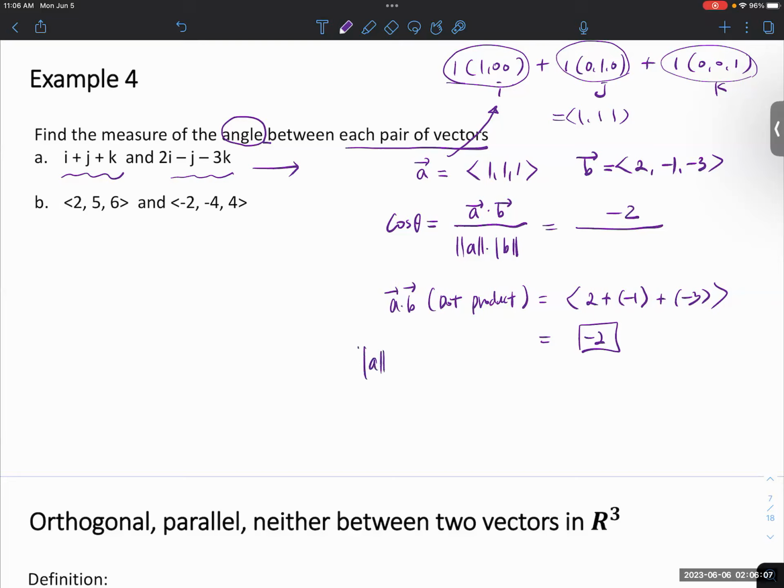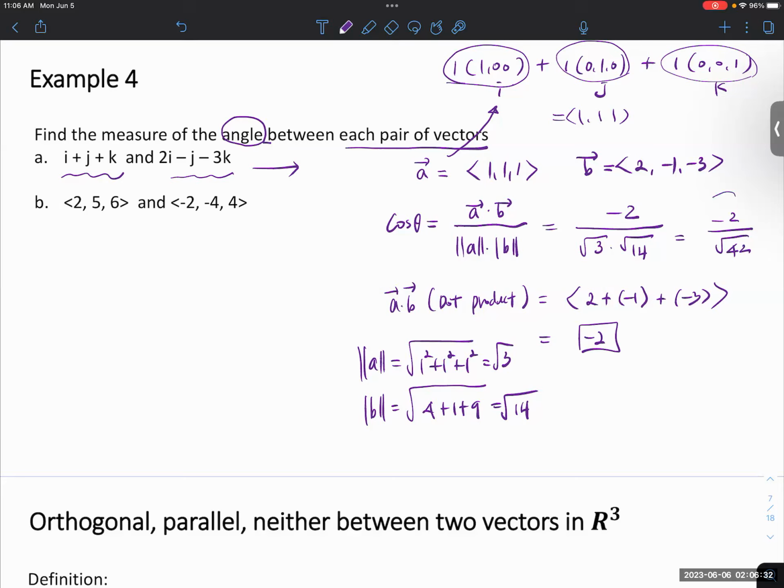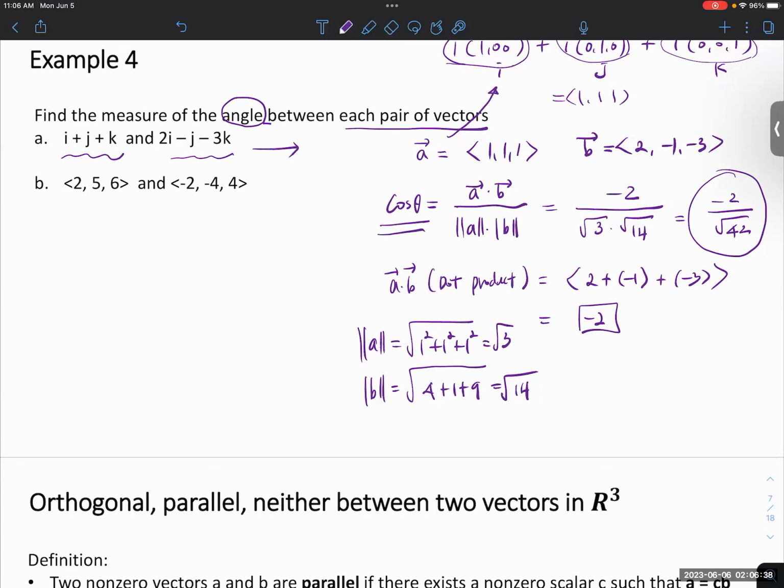And then A magnitude, we got 1 square, 1 square, 1 square, radical 3, correct? And then B magnitude, you will get 4, 1, 9. I already squared them, so 14. So this is radical 3 times radical 14. So we have -2 over radical 42, right? So now you want to find out the theta, right? Only theta. So this is a cosine theta. So theta will be cosine inverse of -2 over radical 42, and then this is a radian.